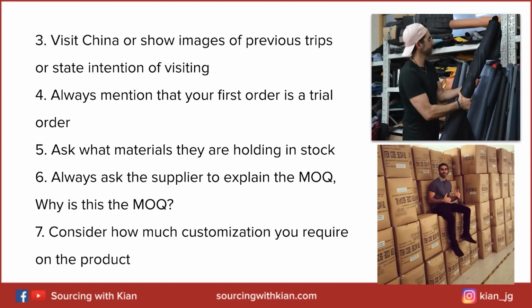And step 7, my final step, is really consider how much customization you require on the product. For example, if you want this custom Scottish tartan material, they know that they can't use that material for anyone else because that's highly customized and that's only for you. So they're going to give you the actual fabric minimums, as I mentioned before. But if you say, right, we just want this blue fabric, we're not too fussed about what type of blue it is, just what blue can you offer us?